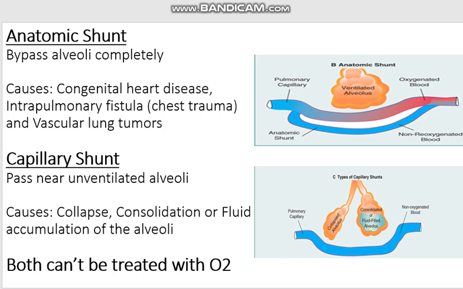Anatomic shunts bypass the alveoli completely. Some causes of this are congenital heart disease, intrapulmonary fistula from chest trauma, and vascular lung tumors. Capillary shunts pass near unventilated alveoli. Some causes of this are collapse, consolidation, or fluid accumulation of the alveoli. Both of these shunts can't be treated with O2.